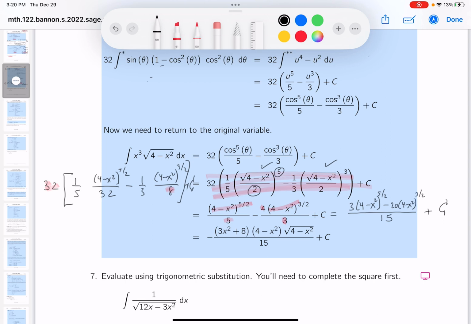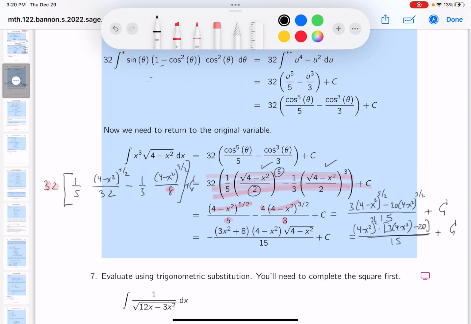And what I would probably do is, in factoring that, I'm certainly seeing a lot of things going on over here. 15 plus c. And looking at it, I'm going to factor out 4 minus x squared to the 3/2. And what would you get? You get 3 times 4 minus x squared, and then you get minus 20.